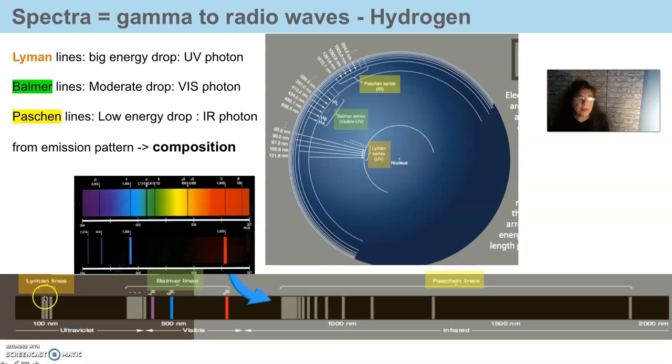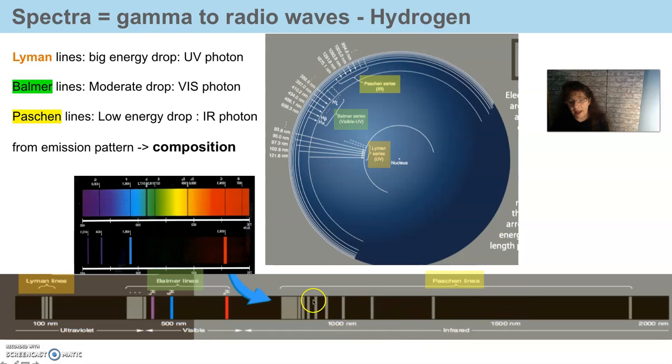And the Lyman lines are very close to very high energy waves. And so those lost a lot of energy. They came flying down in an emission from the outermost electron shells. They lost a lot of energy, high energy emissions in ultraviolet.